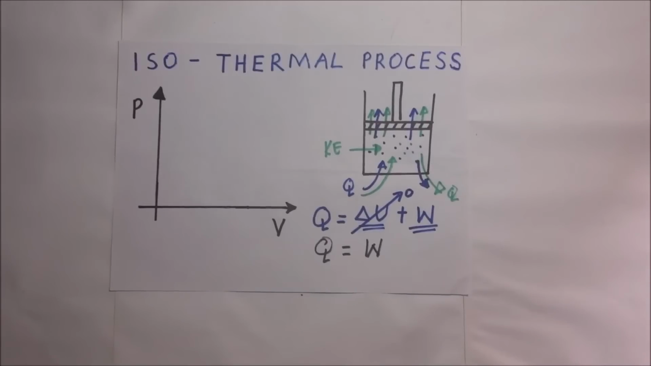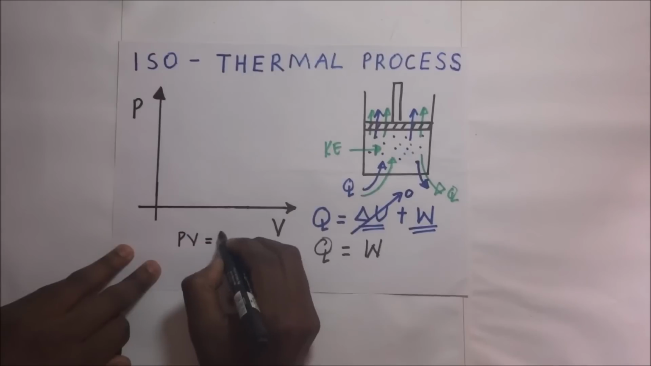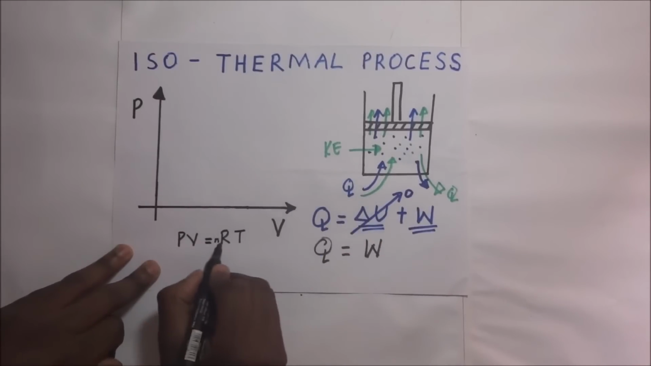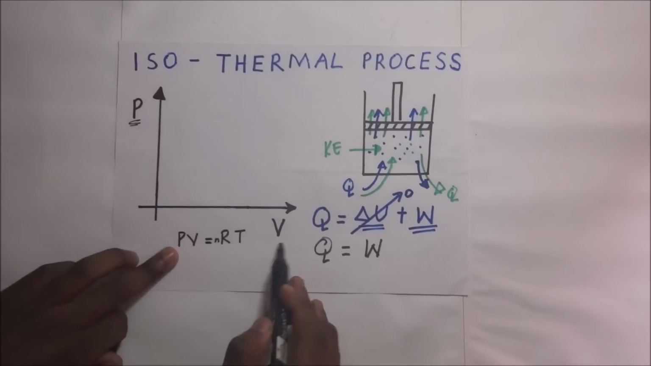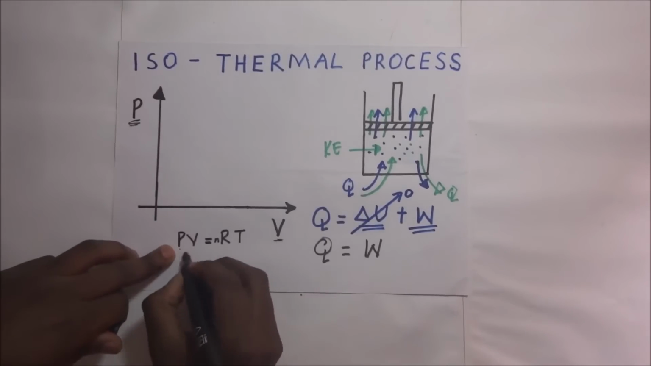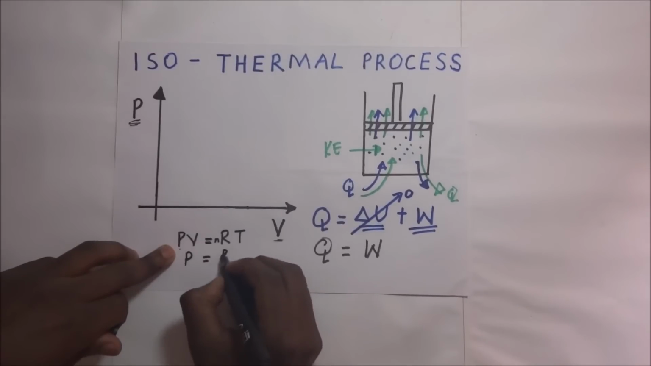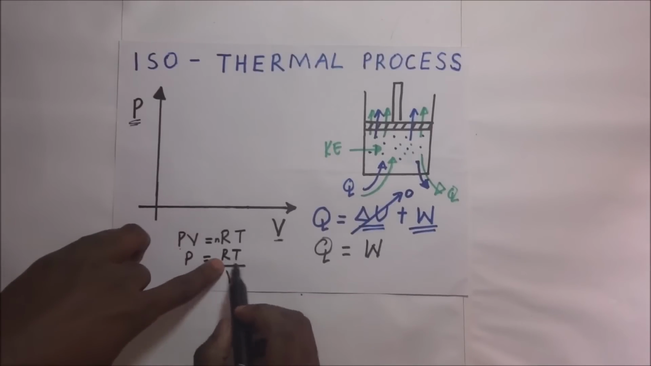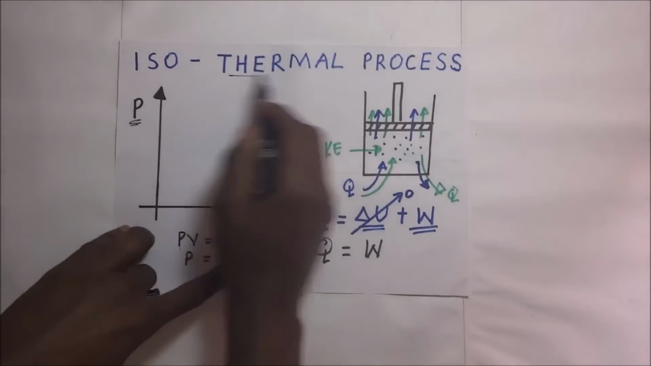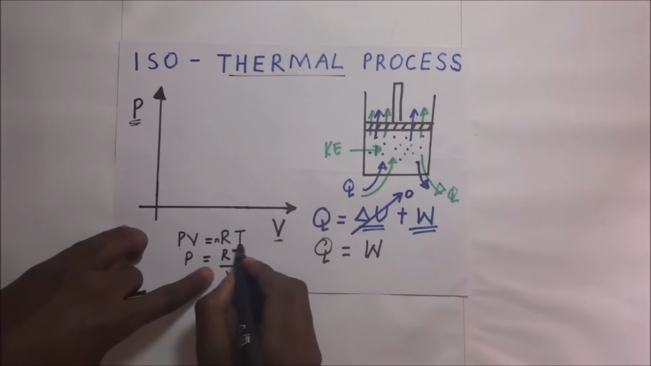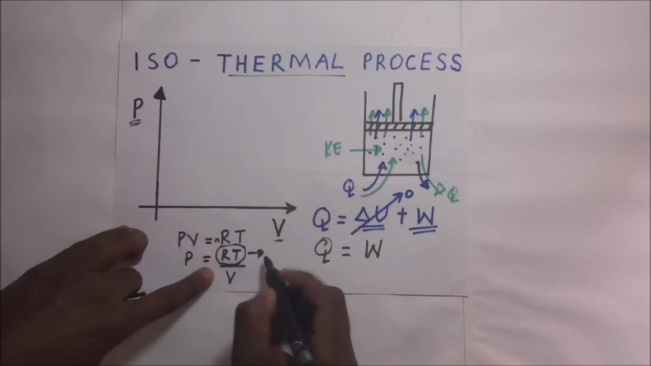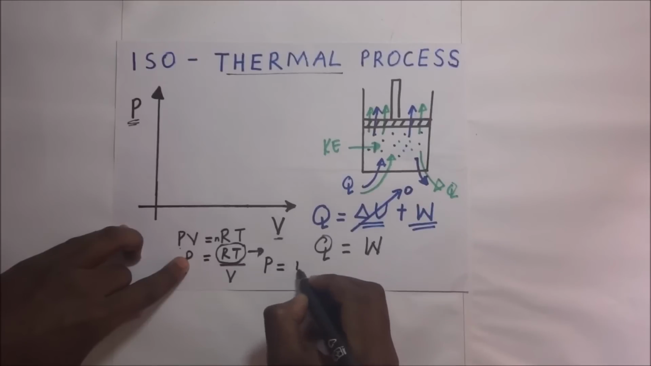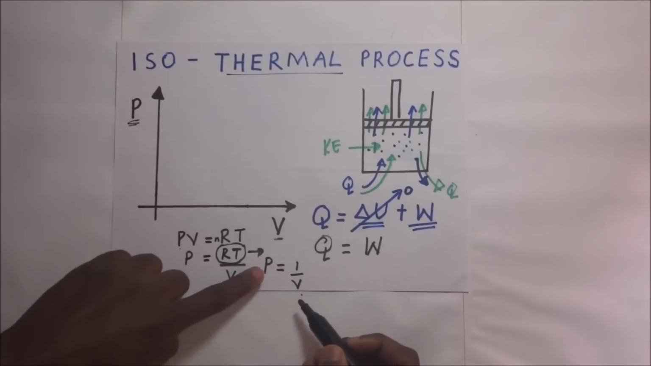So let's draw the PV diagram here for this isothermal process. We know that PV is going to be equal to RT. Here we're dealing with 1 mole of a gas, so our value of n here is 1. Since it is P against V, let's make P the subject of the formula. It becomes P is equal to RT over V. R is a constant, and T, since it is an isothermal process, is also constant. So you realize that our numerator here has constant values. So this could easily be translated into P is equal to 1 over V.